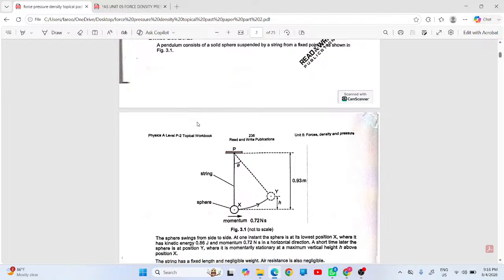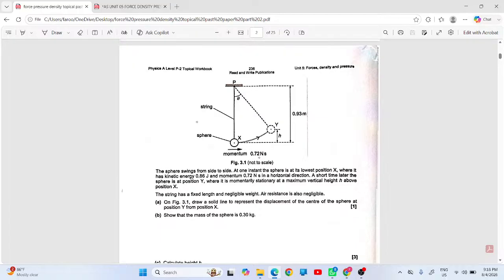So here we have a pendulum. Initially the pendulum is at point x. Now you displace the pendulum from x to y. There is a change in the height of the ball and the change in height is h.